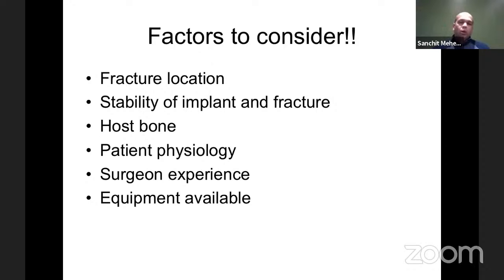Will they tolerate a long operation, or do you need a quick fix? Are they active and mobile, so that functional outcome is critical, or are they bed and chair bound, in which case pain relief might be the primary goal? Surgeon experience obviously comes with it. So are you experienced in all the modalities for fixation as well as replacement? And then the inventory available to you. So do you have 2 or 3 options, or is it one thing that is available in the setup?